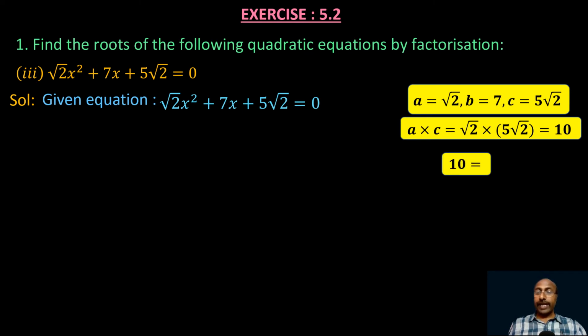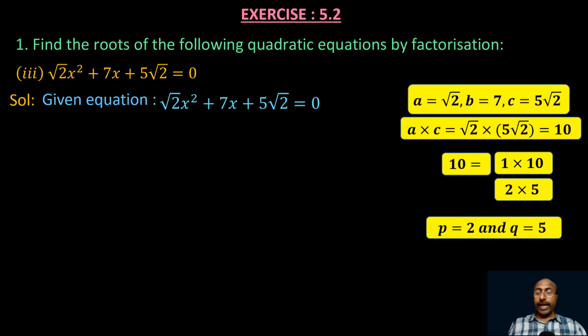And this 10 can be factorized as 1 into 10 and 2 into 5. And from 2 and 5, how can we get the value of b, that is 7? We know that 2 plus 5 equal to 7, and also we have 2 into 5 equal to 10. So now we can write that p equal to 2 and q equal to 5. So now the middle term 7x can be split as 2x plus 5x, so that we can write root 2 x square plus 2x plus 5x plus 5 root 2 equals 0.